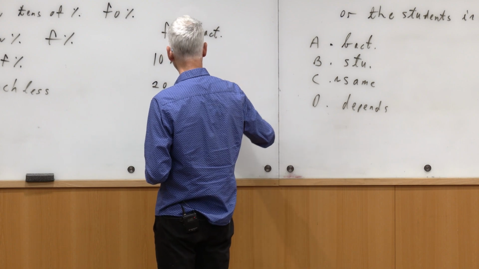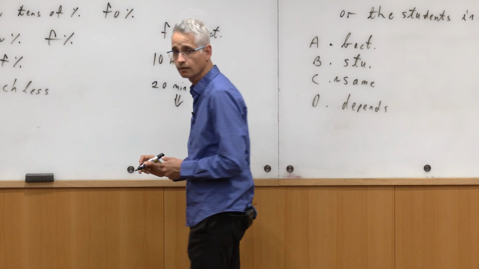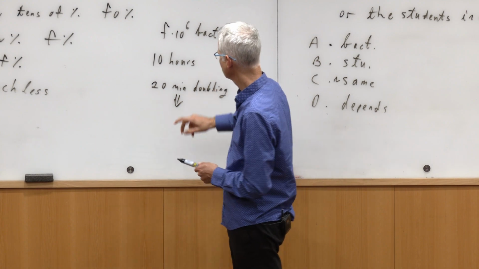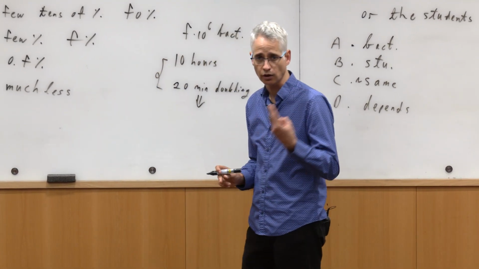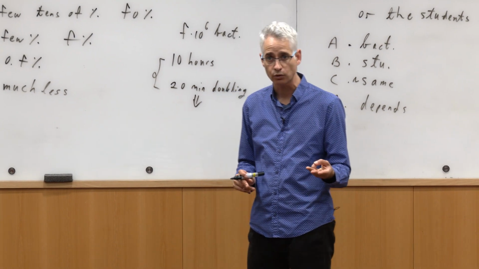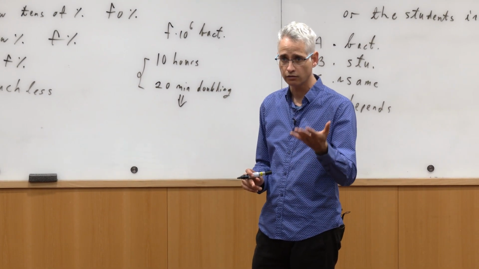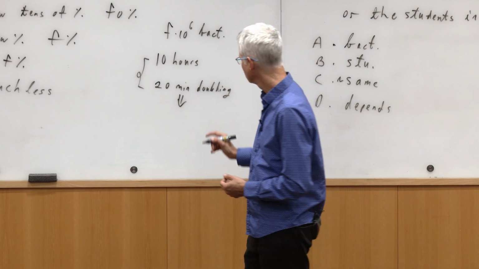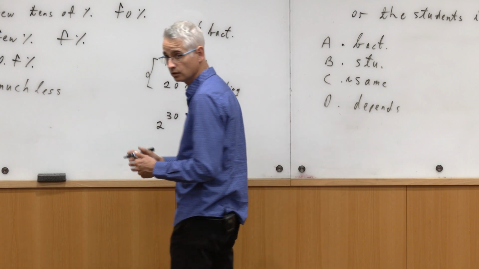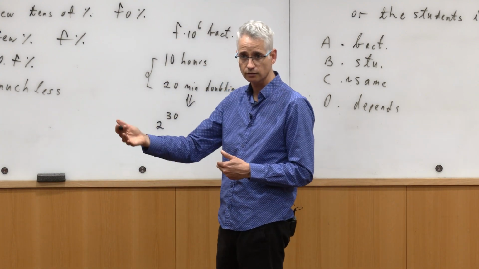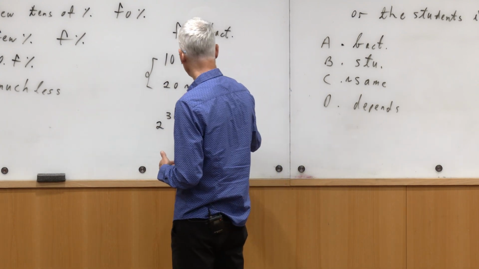Okay, and you infer from that. Okay, so from this and that, you see what's happening here? 10 hours, and you're doubling every 20 minutes, so you have 3 doublings every hour. So altogether you have a 2 to the power of 30 fold increase. Okay, what do we do next?